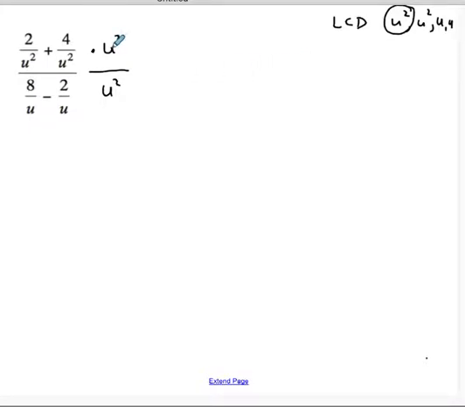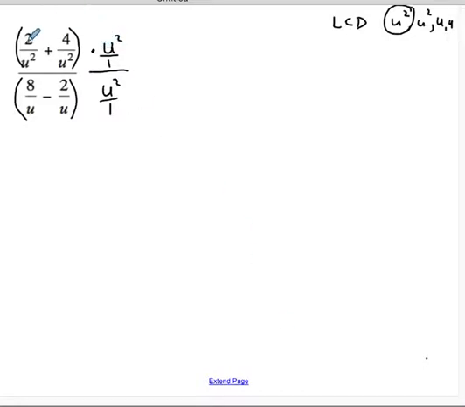And so when I do that, it can help me to write this u squared as u squared over 1, just so I realize that I'm multiplying a fraction by a fraction. And so the same thing here. Okay, so here I've got a u squared, and because this is an addition problem, I'm going to distribute this u squared over these two terms. And same thing in this bottom, this u squared is going to get distributed.